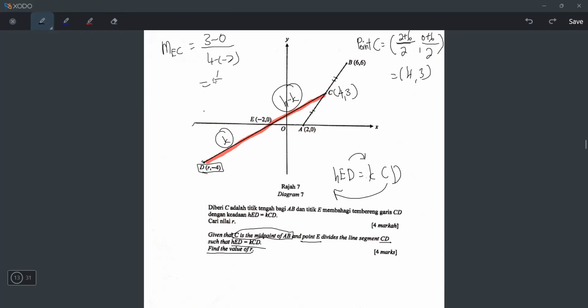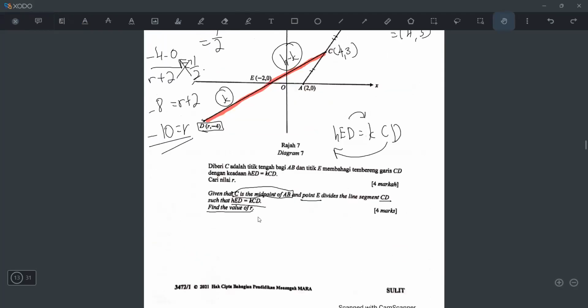Okay, because it's 3 over 6 here, so 1 over 2. And I also know that if I take d to e, the gradient will be 1 over 2. So negative 4 minus 0 over r minus negative 2, so it's r plus 2. And I can cross-multiply here. So you get r plus 2, 2 times negative 4 is negative 8, and r is negative 10. That's it. That's the answer. Right? That's how easy it is.